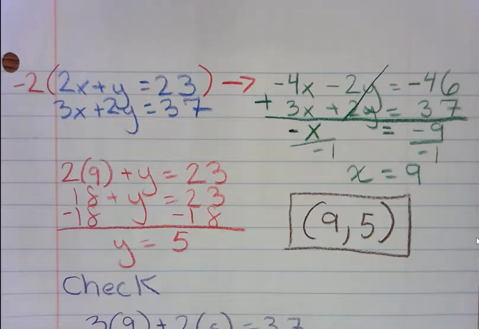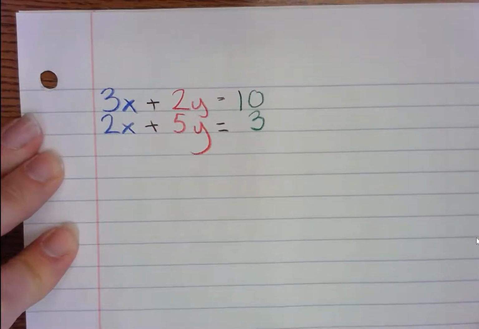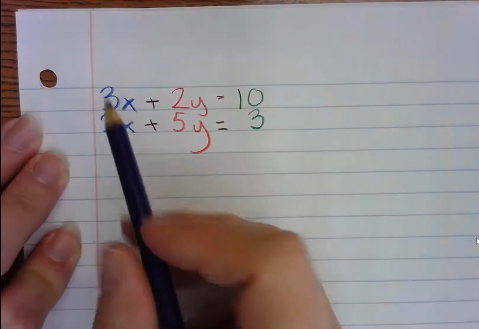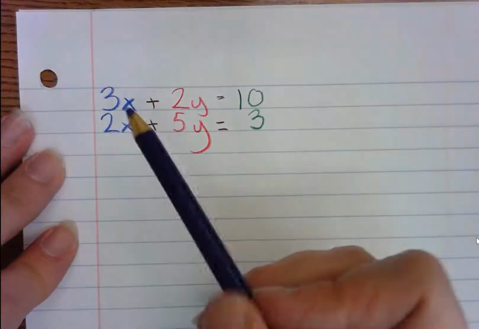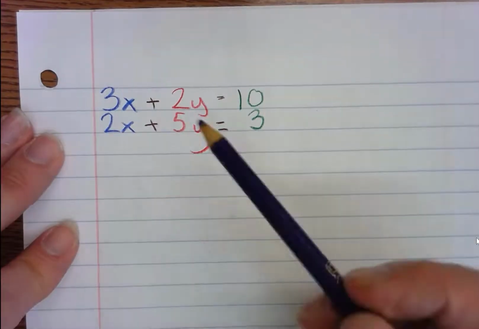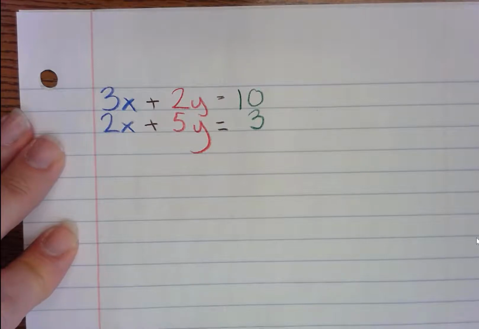The next example that I'd like to look at, here, okay, for this example, neither the x nor the y can just be multiplied by one number to make it an additive inverse. So I'm going to have to multiply both equations by a number so that my coefficients are additive inverses of each other. It doesn't matter which one we choose. We can eliminate the x's or the y's. So I'm going to choose to eliminate the x's.